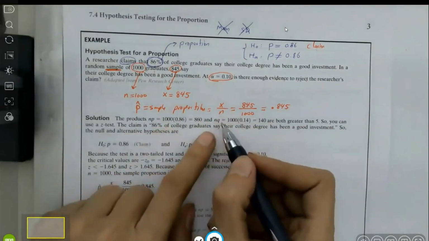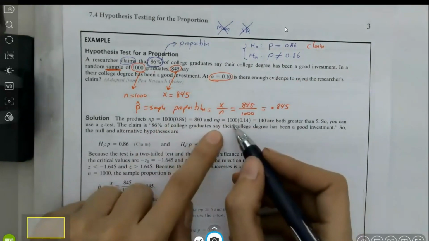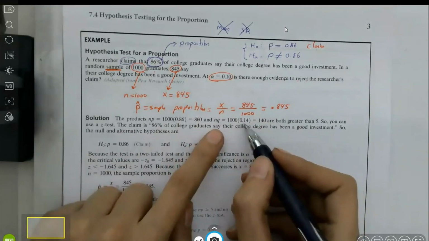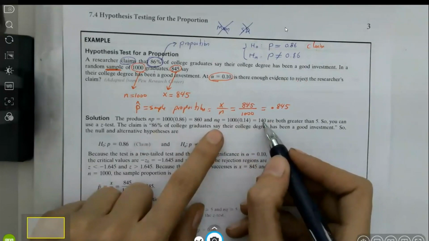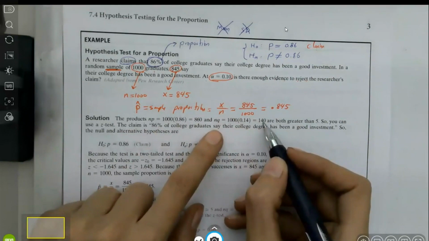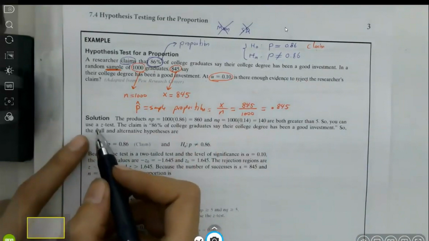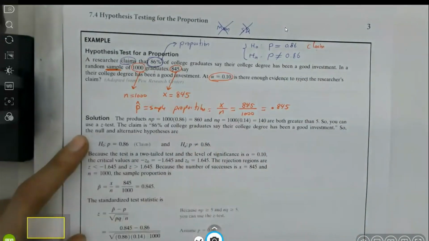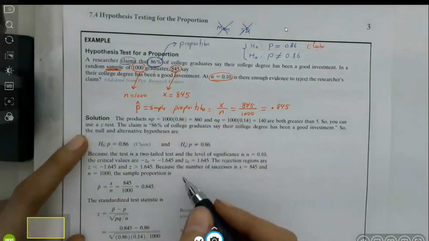N times Q, which says 1,000 times 14%, which is equal to 140. This one is also greater than or equal to 5. We don't have any problem with that. So now we can use our z-test to check to see if it's in the rejection region or not.